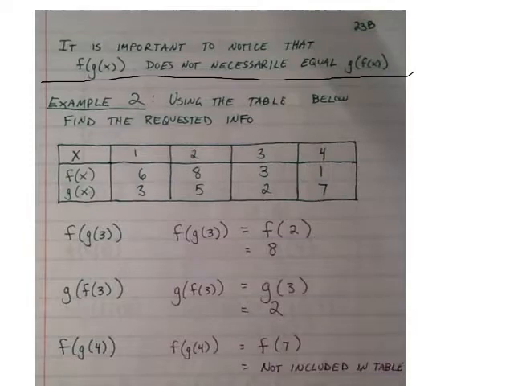Another way we might be asked this question is through the use of tables. What we have here is a table with x values 1, 2, 3, and 4, and then we have f(1) is 6, g(1) is 3, f(2) is 8, g(2) is 5, etc. And we're asked to find f(g(3)). What that means is we find g(3), and if we look at our table, g(3) is 2, so we're asked to find f(2). We look at our table and find that f(2) is 8.